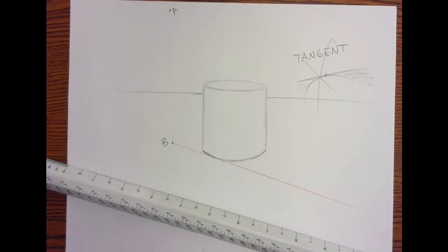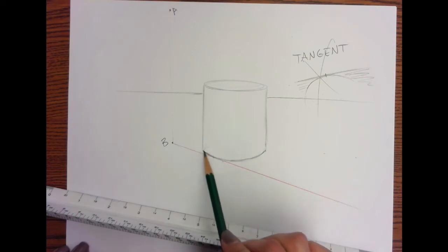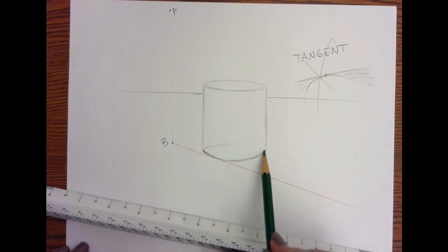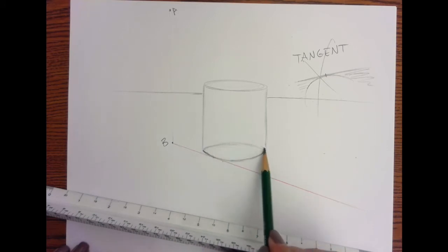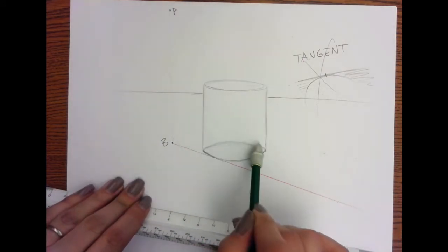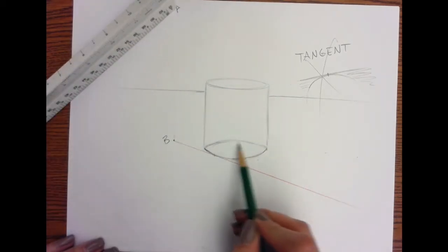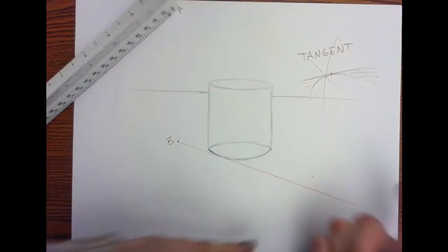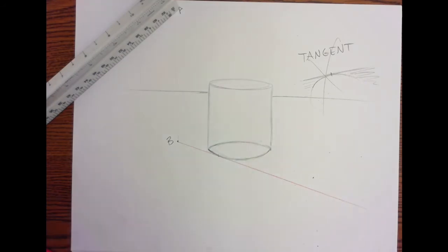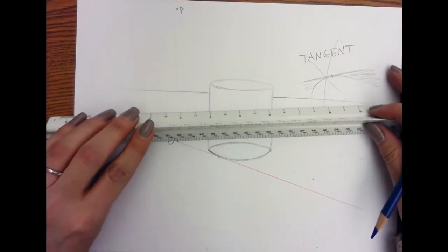Can't find my tangent on the back because I don't know where the rest of my ellipse is. So I'm going to finish out this ellipse. It's going to curve around. So it's going to curve a little bit. Maybe a little bit less. Okay, and now I'm going to find my tangent on the back side. So pivot, pivot, pivot, pivot.